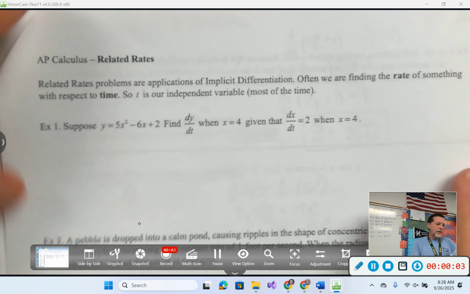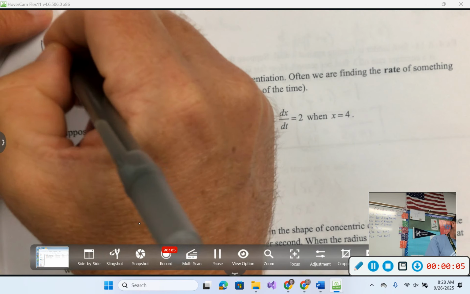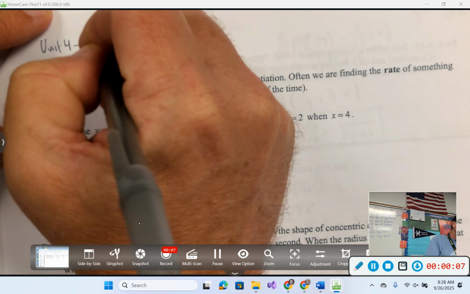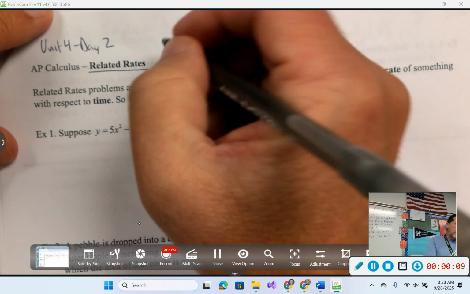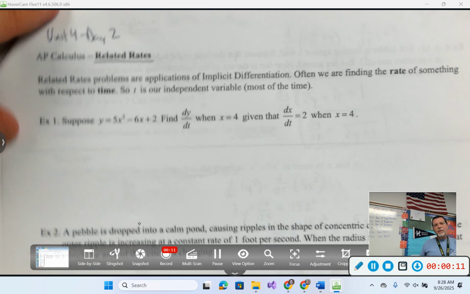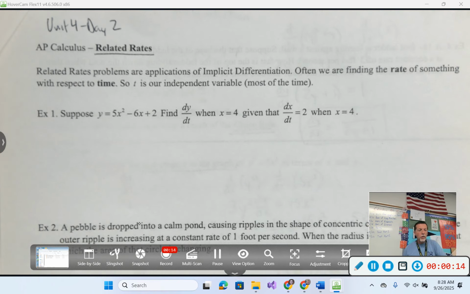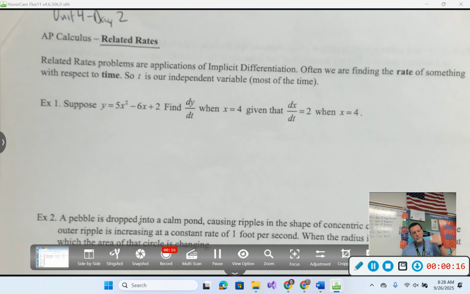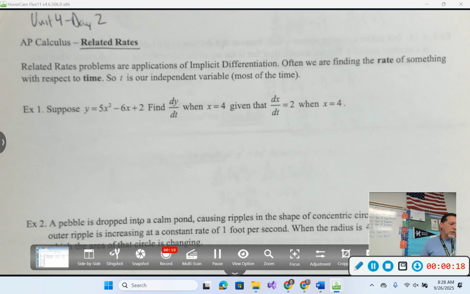Okay, so related rates, this is day 2 of Unit 4. And related rates, we'll spend 2 days on this. So I hope to get through 4 examples. If we only get through 3, so be it. But hope to get through 4.